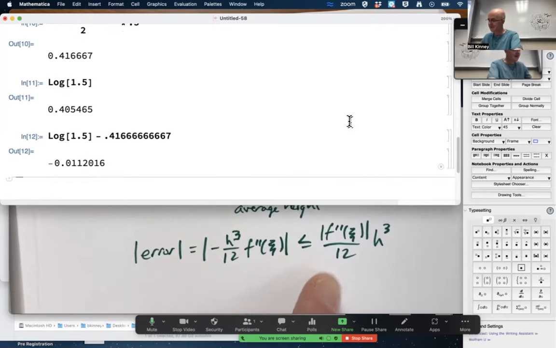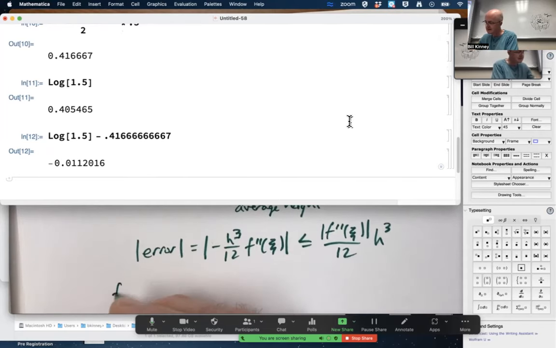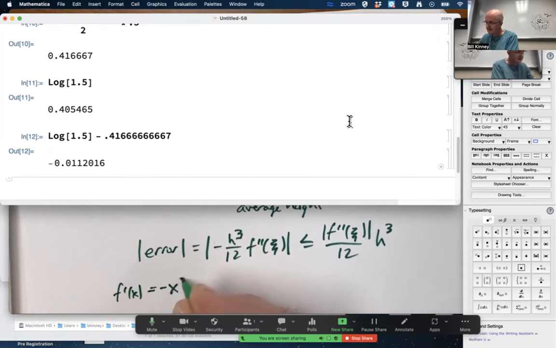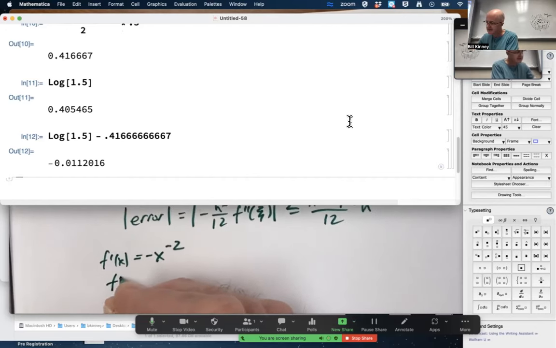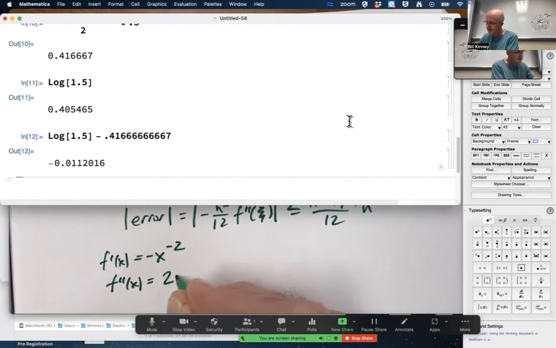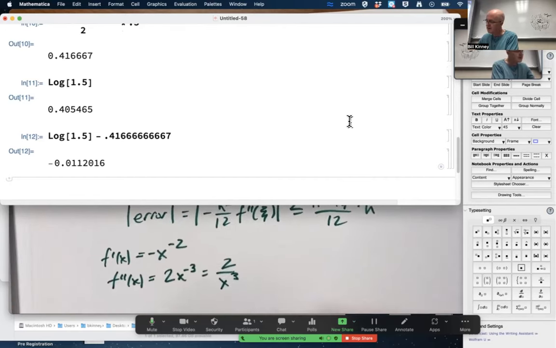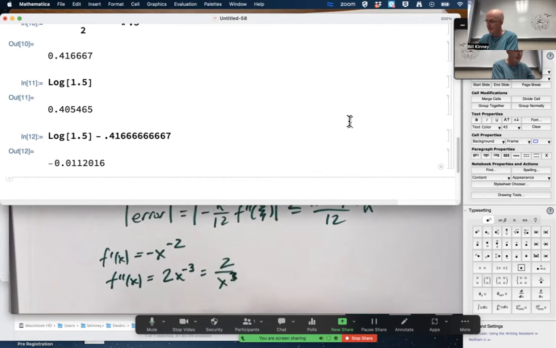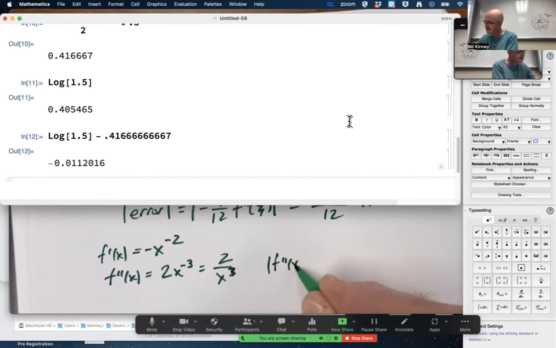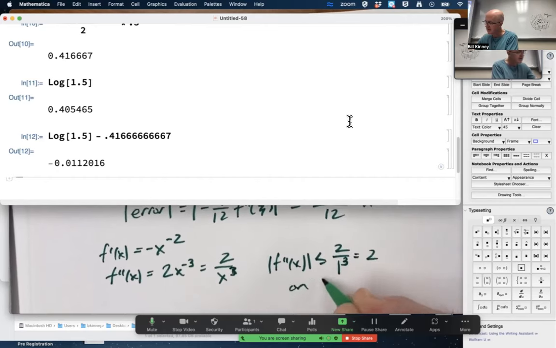What's this? Well, f prime of x was negative x to the negative 2. Therefore, f double prime of x is positive 2x to the negative 3, positive 2 over x cubed. On the interval from 1 to 1.5, that is bounded above by 2 over 1 cubed. It's biggest when x is 1. So f double prime of x is less than or equal to 2 on the interval from 1 to 1.5.